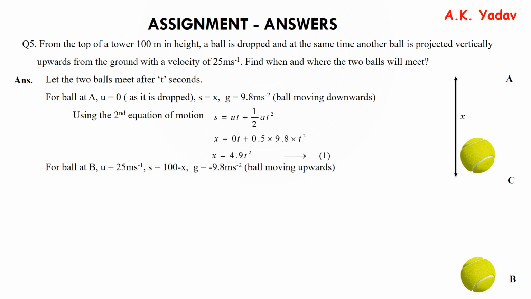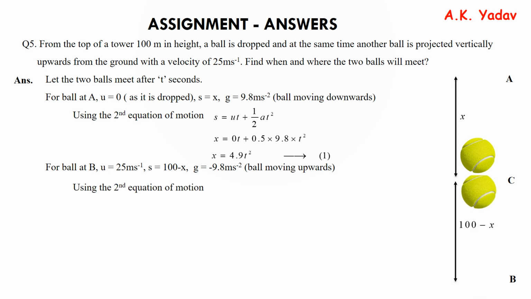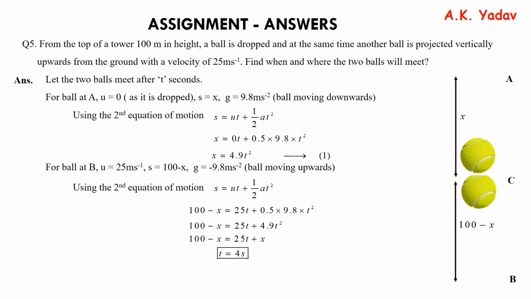Now for ball B, u is 25, the distance is 100 minus x, and g is minus 9.8 because it is moving upwards. Now again we will use the second equation of motion. So 100 minus x is equal to 25t plus 0.5 into 9.8 into t square. That is 100 minus x is equal to 25t plus 4.9 t square. Now in place of 4.9 t square we will put x from equation 1. So this becomes 100 minus x is equal to 25t plus x. We get t is equal to 4 seconds, and from equation 1 we can find x, that is 4.9 into 4 square, that gives 78.4 meters from the top.